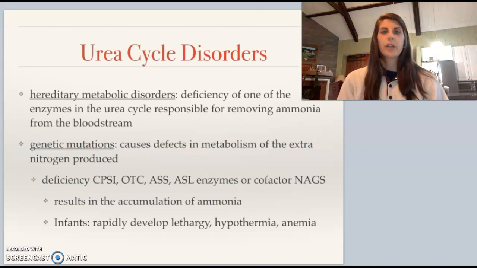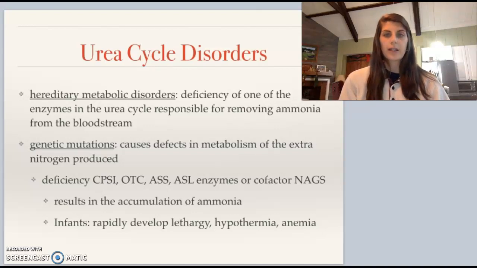So now a urea cycle disorder is a hereditary metabolic disorder, and it occurs when there's a deficiency of one of the enzymes in the urea cycle that's responsible for removing ammonia from the bloodstream. Now, this is a genetic mutation, and it causes a defect in the metabolism of the extra nitrogen that's produced by protein catabolism. So when there's a deficiency in one of the enzymes, CPSI, OTC, ASS, or ASL, or the cofactor NAGS, it results in an accumulation of ammonia. And this means that the infants will rapidly develop lethargy, hypothermia, and anemia.